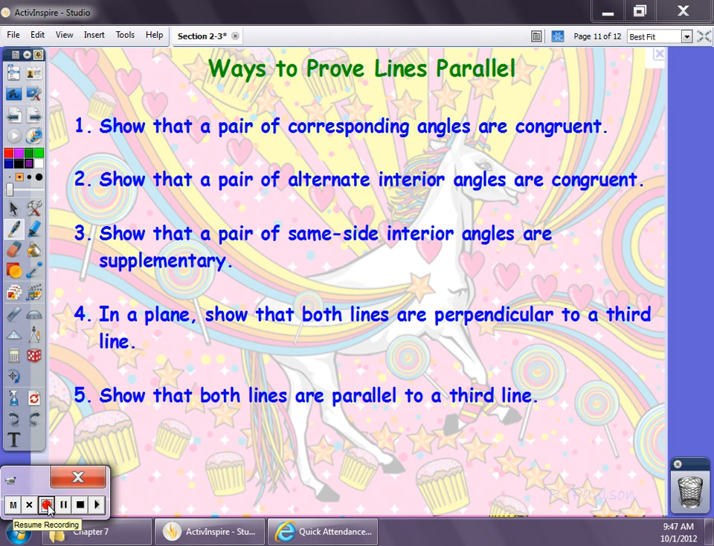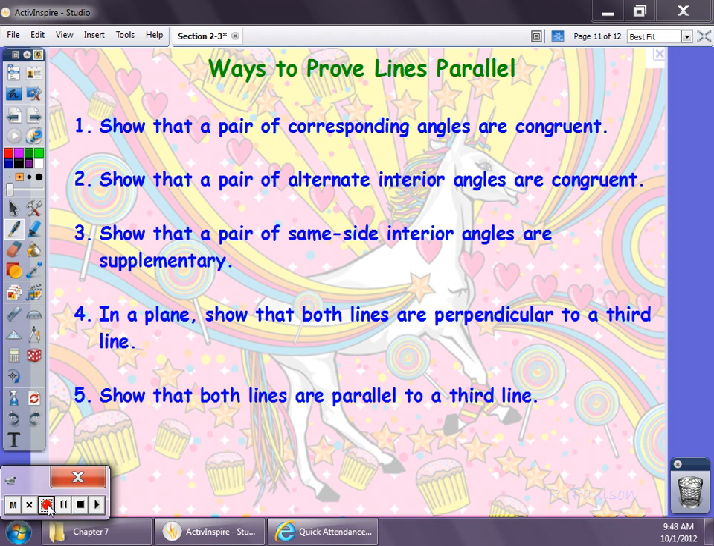So when you come into class tomorrow, we are going to practice proving lines parallel. These are the 5 ways that you may prove lines parallel. 1. You may show that a pair of corresponding angles are congruent based on postulate 11. 2. You may show that a pair of alternate interior angles are congruent based on theorem 2-5. 3. You may show that a pair of same-side interior angles are supplementary based on theorem 2-6.